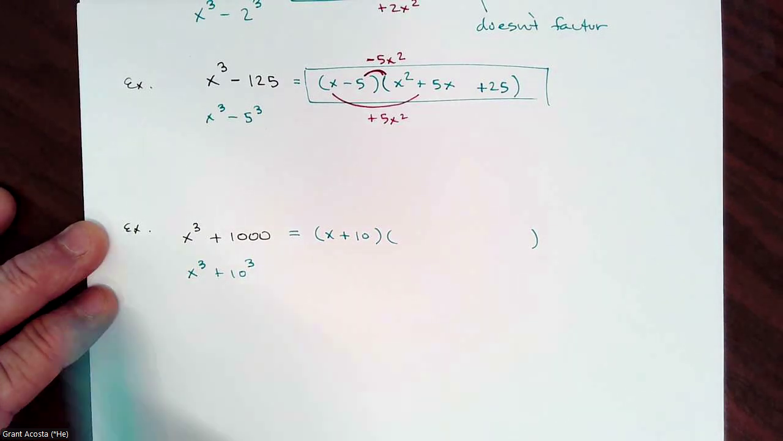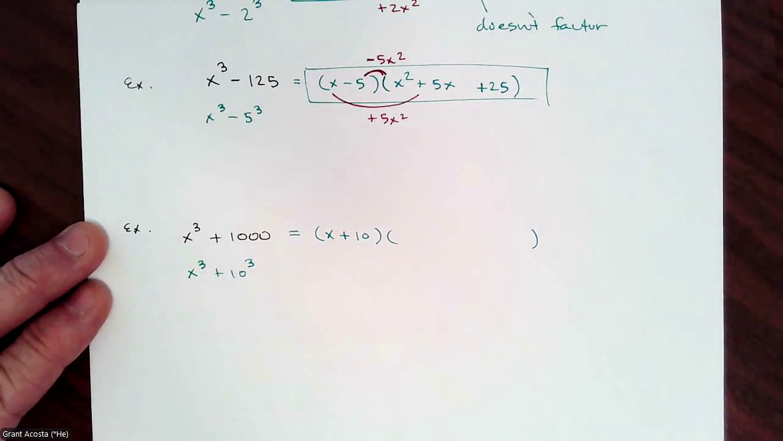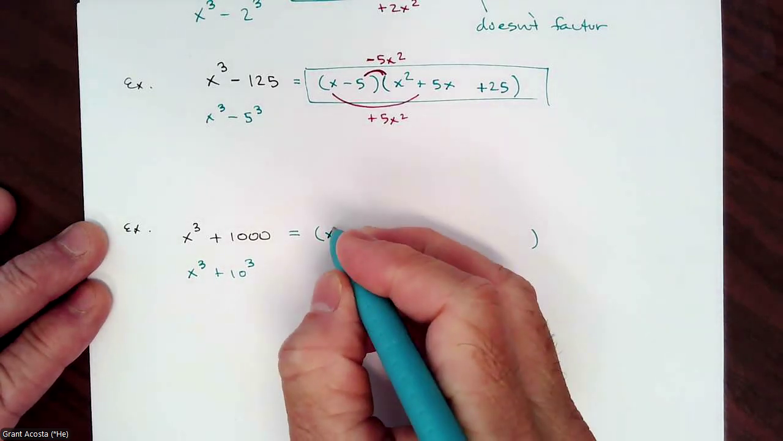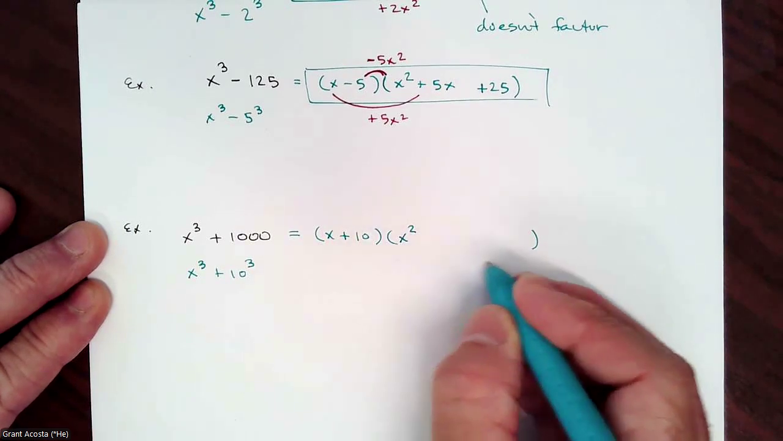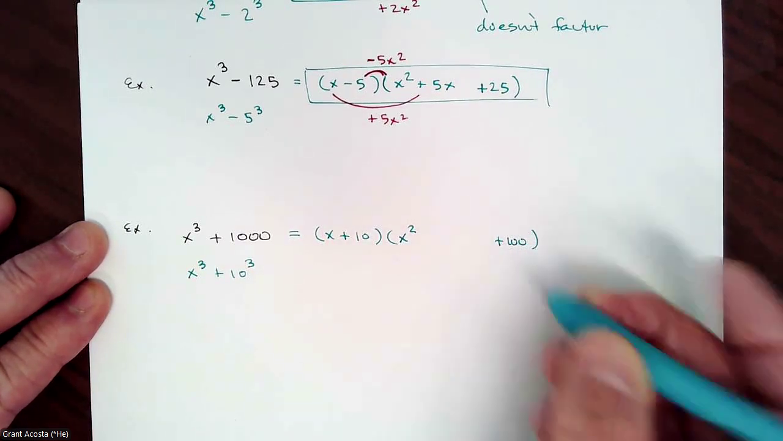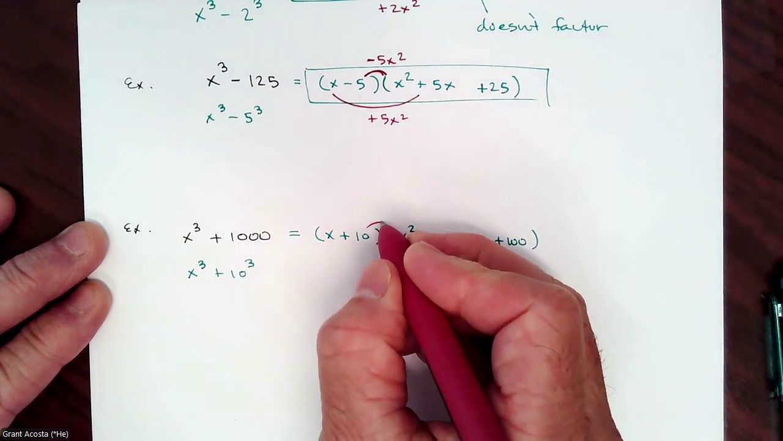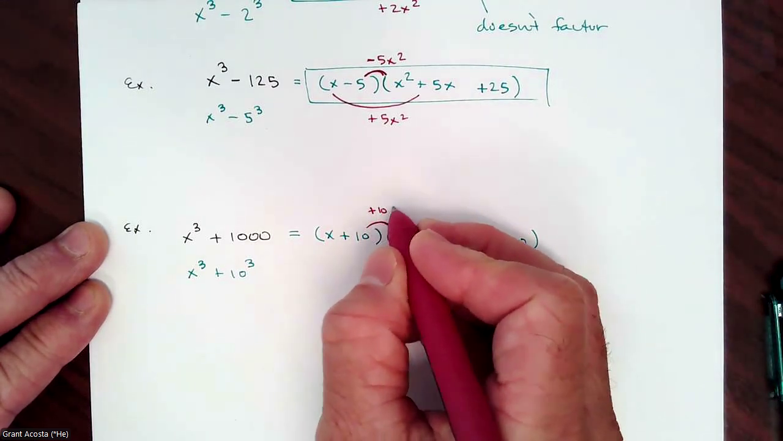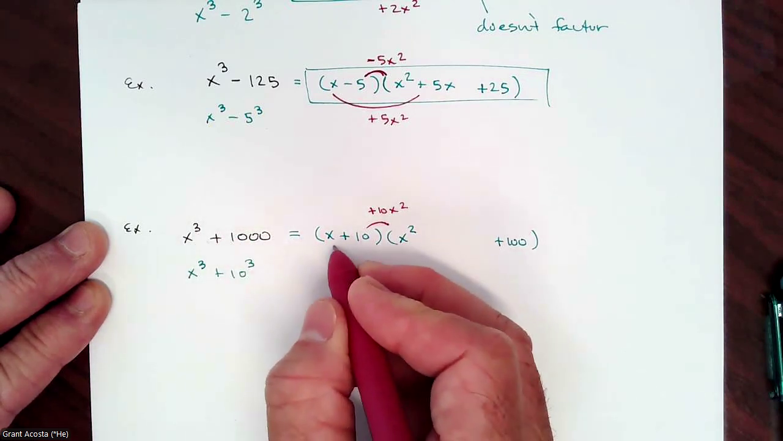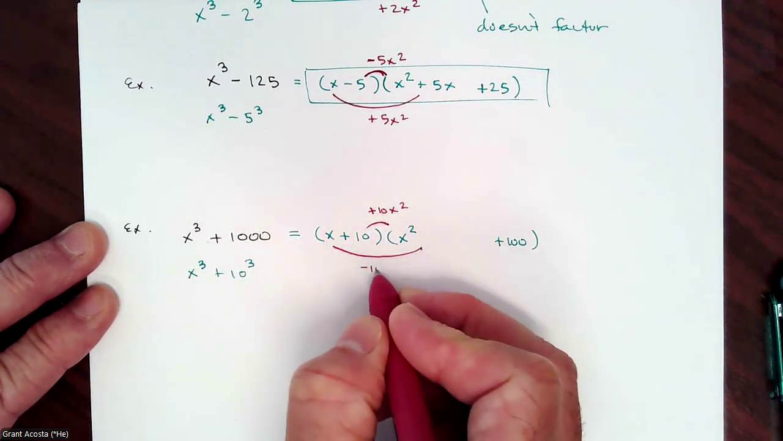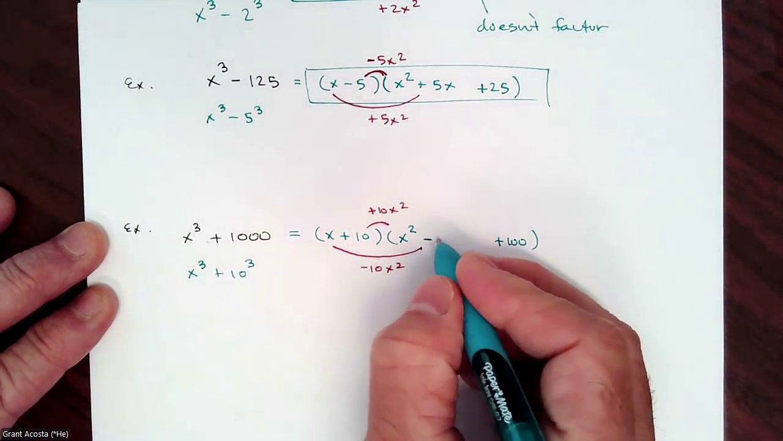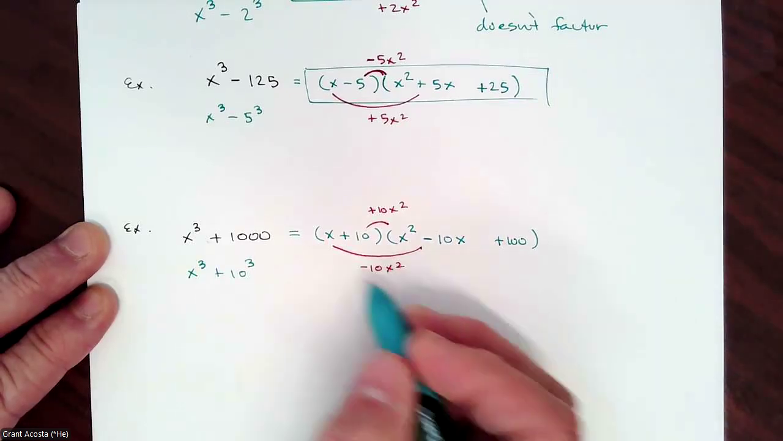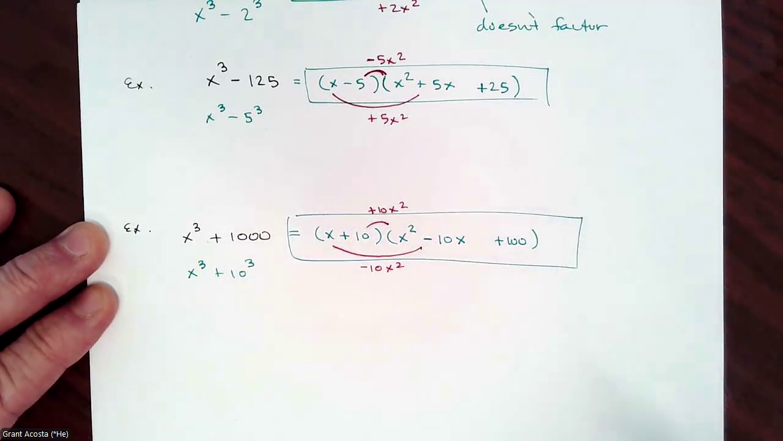So maybe pause the video and see if you can figure out how to factor that last part. Okay, x would have to be multiplied by x squared. 10 to get to 1,000, there has to be 100. Strategy then, look at that. This time this gives me positive 10x squared, which there isn't over here. So I need to generate a -10x squared, which is going to come from multiplying x by negative 10x. That's the final factor.